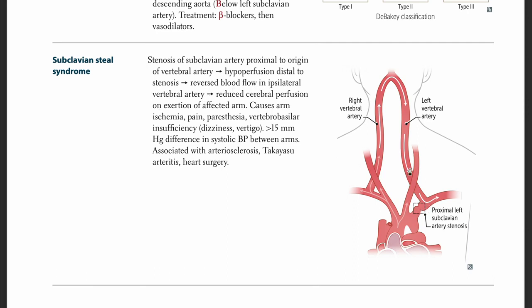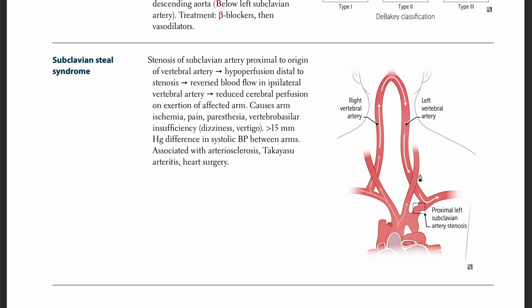So instead of going this way, it's going to go this way, ipsilateral. Ipsilateral is the same side as the stenosis. So there is reverse blood flow into the ipsilateral vertebral artery. It's coming into the artery now, rather than going away from the artery. This will cause reduced cerebral perfusion, because now that it's coming from here to here, there's less blood going into the brain. So: reduced cerebral perfusion on exertion of the affected arm.